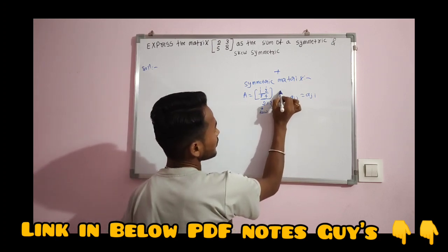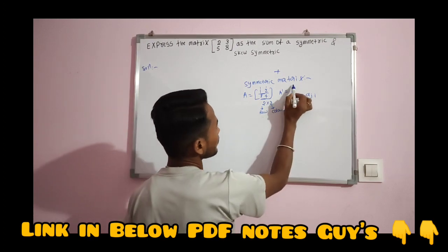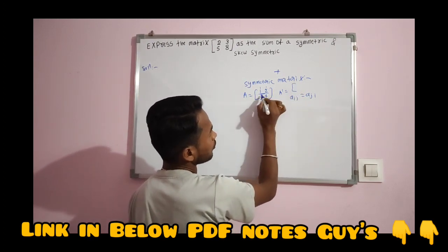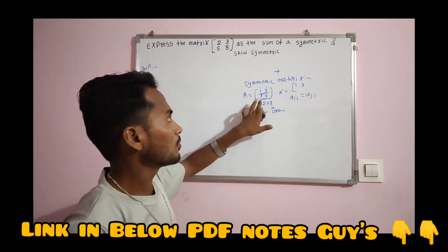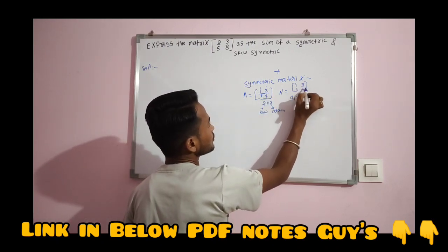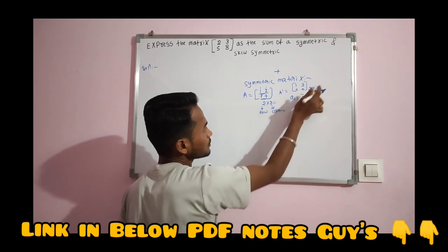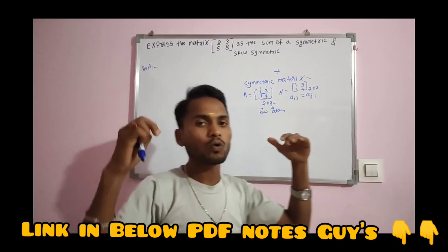A dash means the transpose of the matrix. How do you write the transpose? Column becomes row, and row becomes column. A 2 cross 2 matrix stays 2 cross 2 in transpose. A symmetric matrix means the matrix equals its transpose.